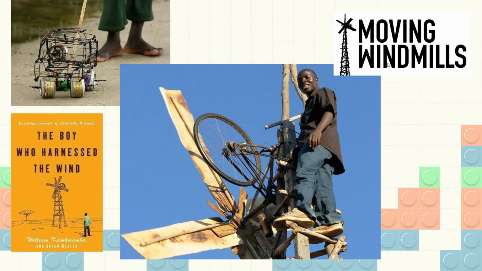I wanted to start with a quick story. Some of you may have heard of this boy before. His name is William. He grew up in Malawi in very impoverished circumstances, had very little money, very limited access to education, and he was like many kids in Africa, very creative with limited resources.